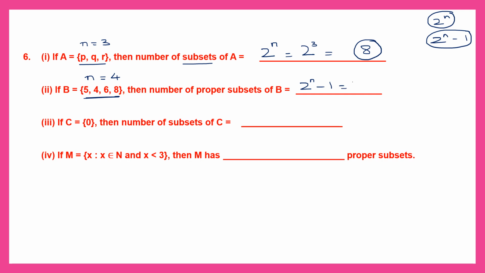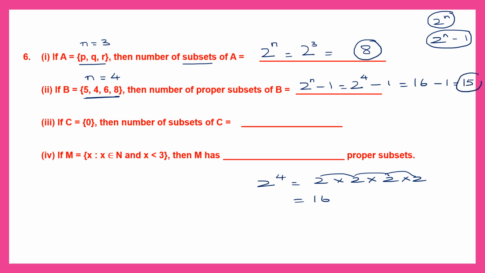So this will be 2 to the power of 4 minus 1. Now how much is 2 to the power of 4? You multiply 2 4 times. 1, 2, 3 and 4. 2 2s are 4, 4 2s are 8, 8 2s are 16. So this will be 16 minus 1. So the answer is 15. 16 minus 1 is 15. So the number of proper subsets of B is 15.